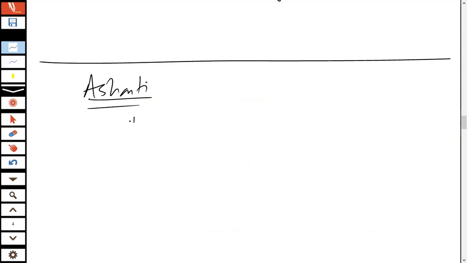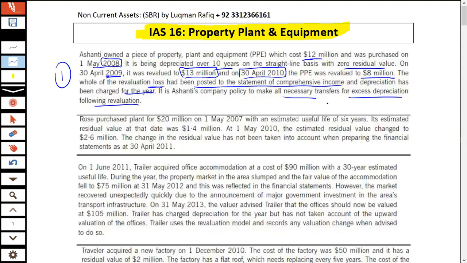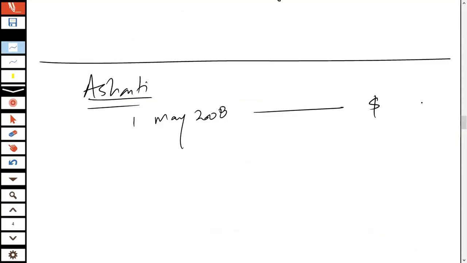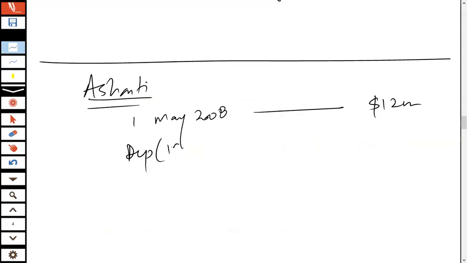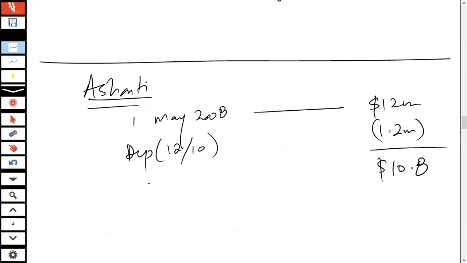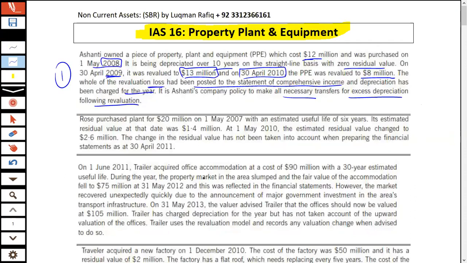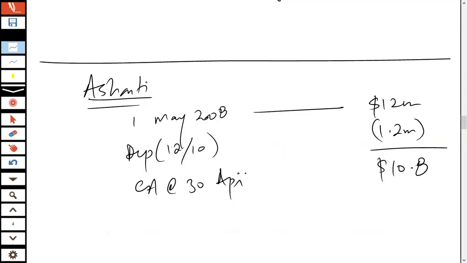first of all, the starting date is 1st May 2008, where the cost is $12 million. There is going to be a depreciation. What happens is 12 million divided by 10, so 1.2 million is going to be the depreciation. $10.8 million is going to be the carrying amount at 30th April 2009.